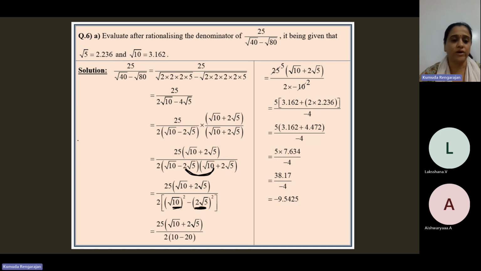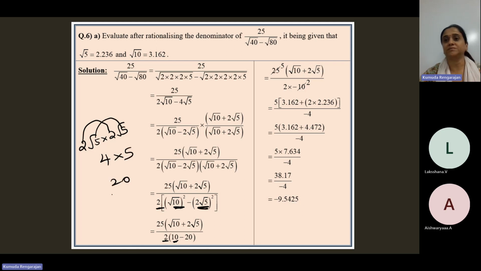Now root 10 the whole square. Root 10 into root 10 is 10. You can see the numerator as it is, no change. In the denominator, root 10 the whole square is 10. And 2 root 5 the whole square means 2 root 5 into 2 root 5. 2 into 2, 4. Root 5 into root 5, 5. And 5 4s are 20. So 20.